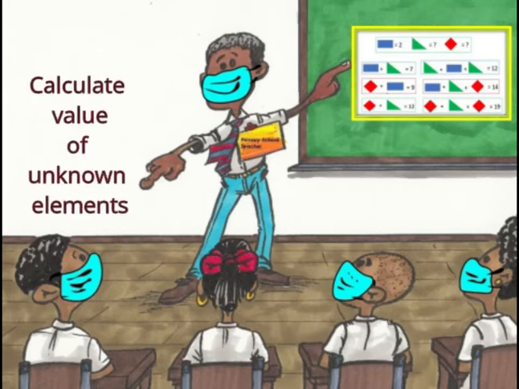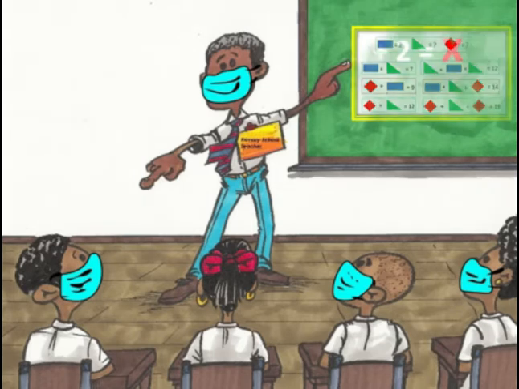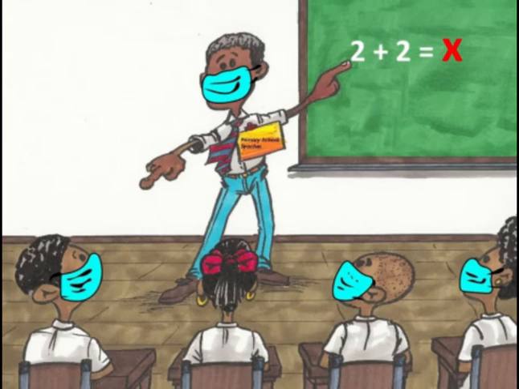Because in this game, they were calculating the value of the unknown elements. Explain that algebra introduces the unknown number into our calculations. This unknown number is shown by using a letter, very often the letter X.